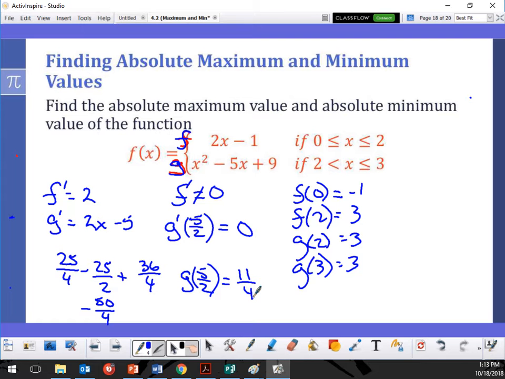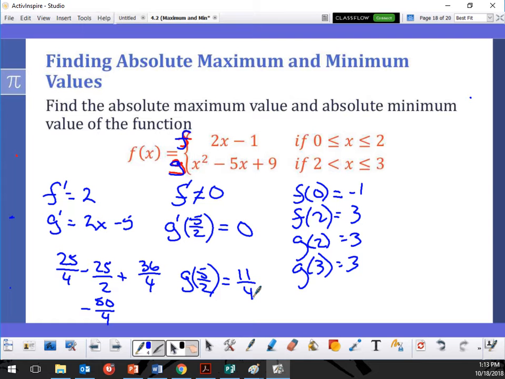Is this continuous? It is continuous, isn't it? It is continuous because we know from here to here it is going to be continuous. This one right here, so when I plug it in there, it's going to be equal. So f of 2 is equal to g of 2. So they both come out to be 3. So it is going to be continuous, right?